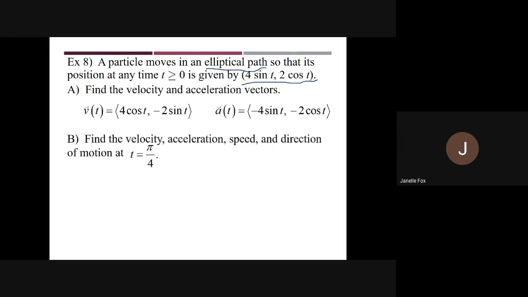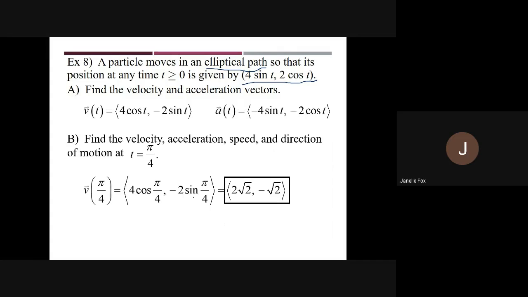again, it says F on your note packet. Okay, we're going to find the velocity, acceleration, speed, and direction. Folks, that's four things at the specific time of pi over 4. So we're basically plugging in pi over 4 to all the different things and writing the results. The velocity at pi over 4: cosine of pi over 4 and sine of pi over 4, if we're thinking about our unit circle, are both rad 2 over 2. So 4 times rad 2 over 2, and negative 2 times rad 2 over 2, gives us 2 rad 2 and then negative rad 2. So there's the specific velocity vector.